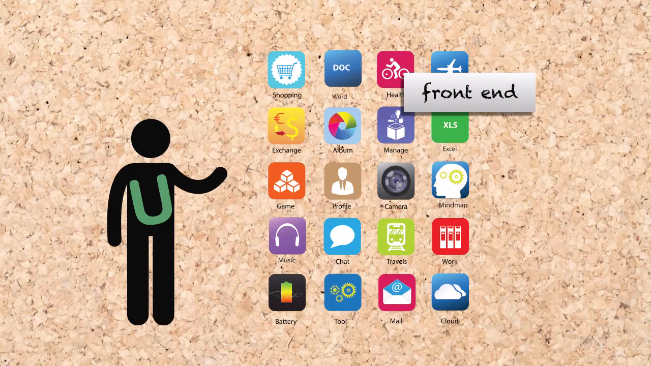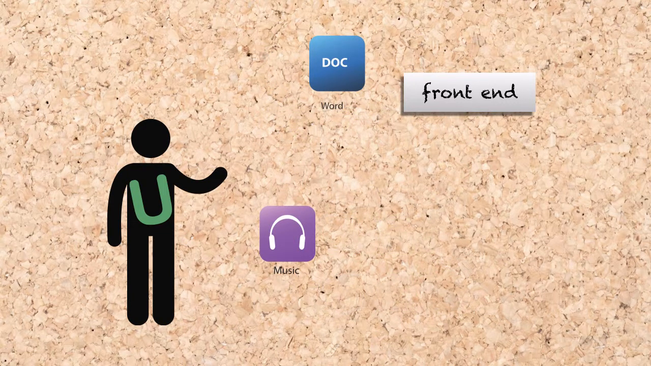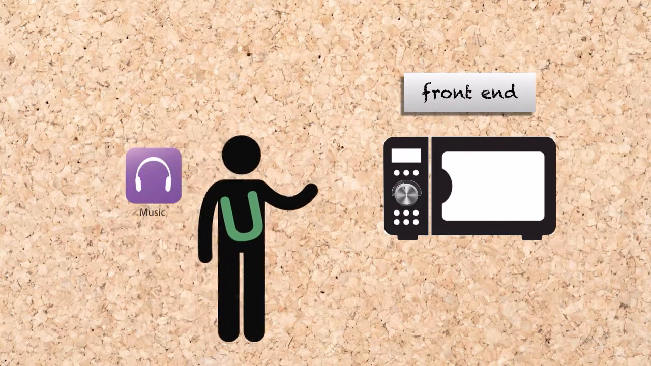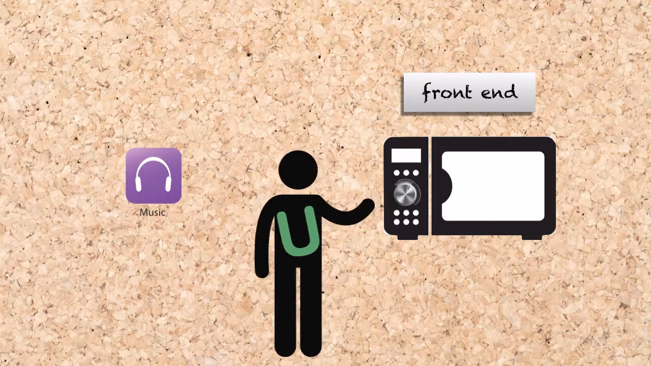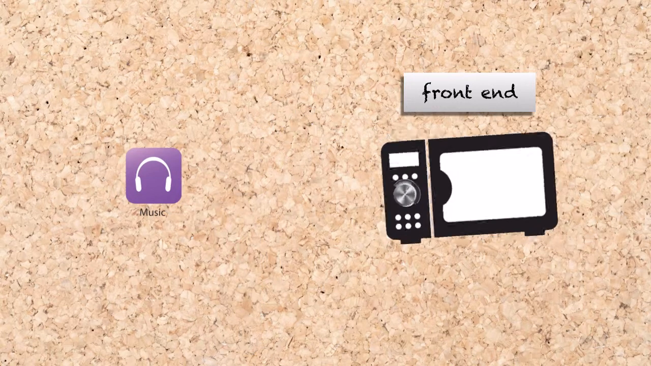They are built for a specific purpose, like Word for writing documents, or iTunes for playing music. When you hit a button on a microwave or you click play in iTunes, you are asking the appliance or application to do something, and it responds. So, when you think of applications, think of the appliances in your house.